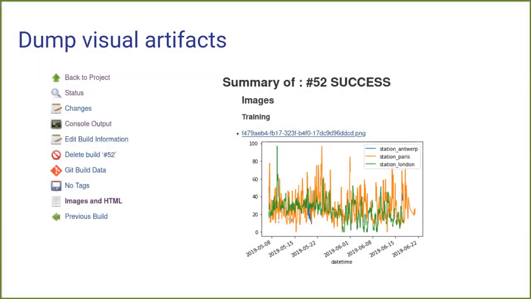Finally, we have a feature where, if you have any images or HTML generated in the Jupyter notebook, they will be saved under the workspace. There is an action in the left panel where you can see Image and HTML. You can click it and view the images generated in the Jupyter Notebook. We will see this in detail in the demo. So yeah, I will go to the demo directly.